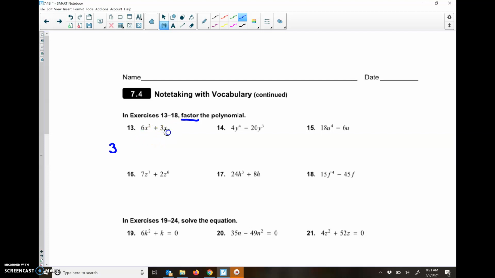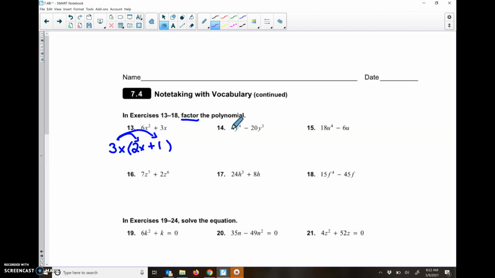Now my x's. This one has 2 x's, this one has 1 x. So they both have 1 x in common. So my greatest common factor is 3x. And then we still have to make the parentheses there. So 3x times what is going to give me 6x squared? Well, 3 times 2 is going to give me 6, and then x times x is going to give me x squared. And then the second one's already kind of done for us, so I just need a 1 there. So I'm just simplifying the formula there. So that's going to be my final answer.